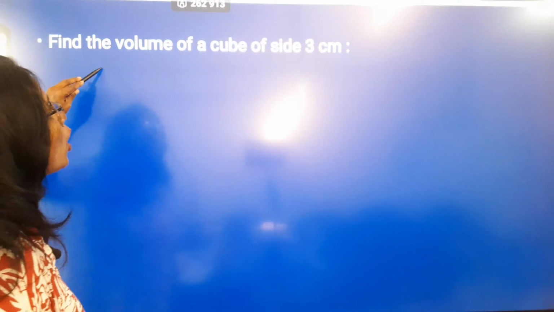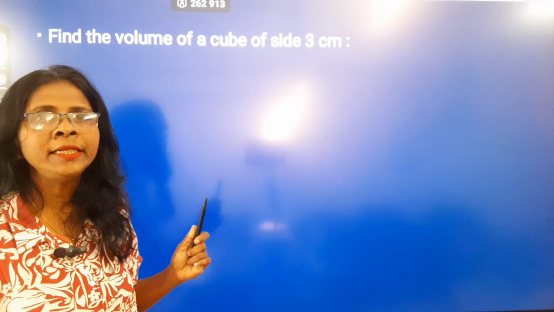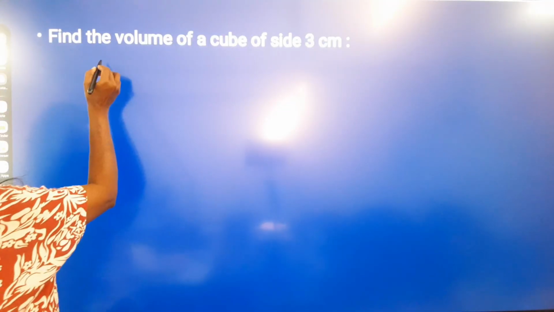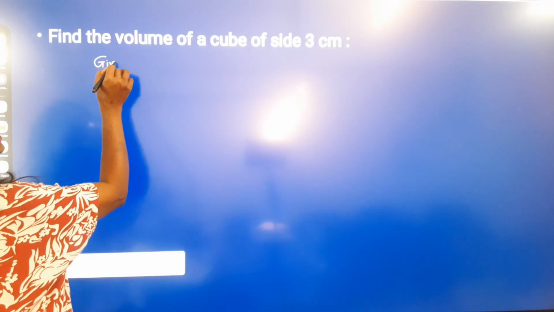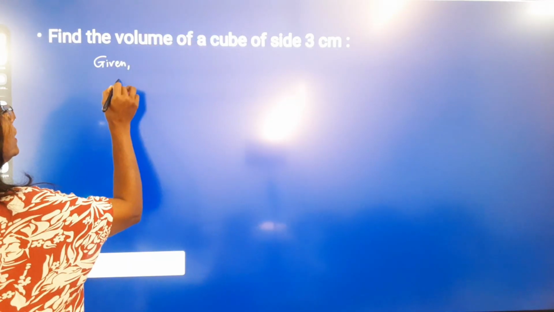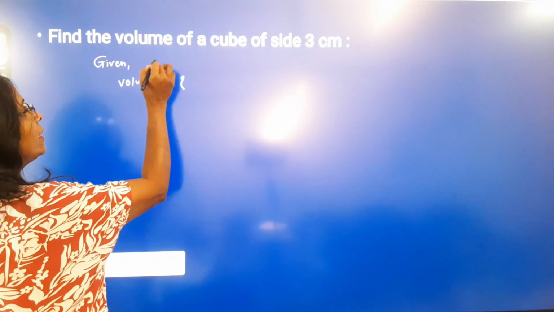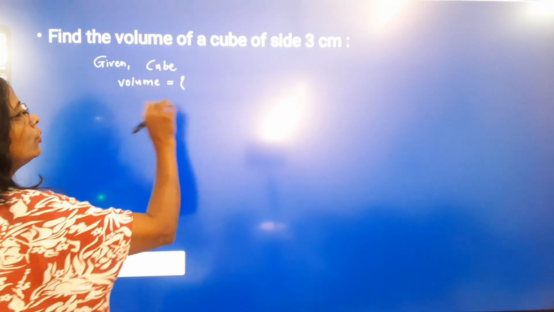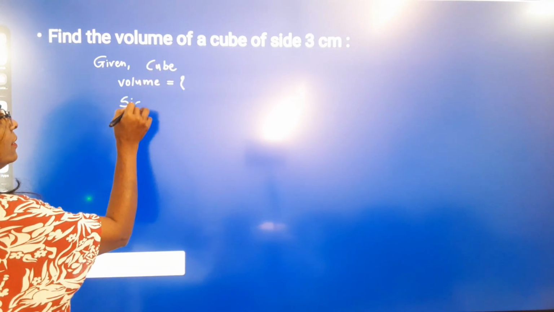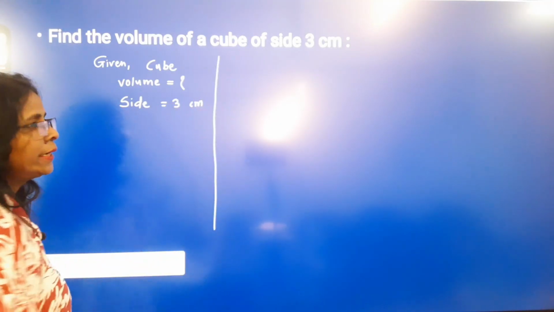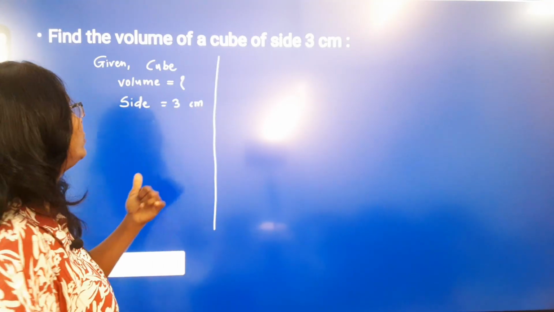Find the volume of a cube of side 3 centimeter. So now we first write down the given. In that given, first we write that we are finding the volume. Okay, and the given figure is the cube. Then side is equal to 3 centimeter. Okay, we already did this type of example.